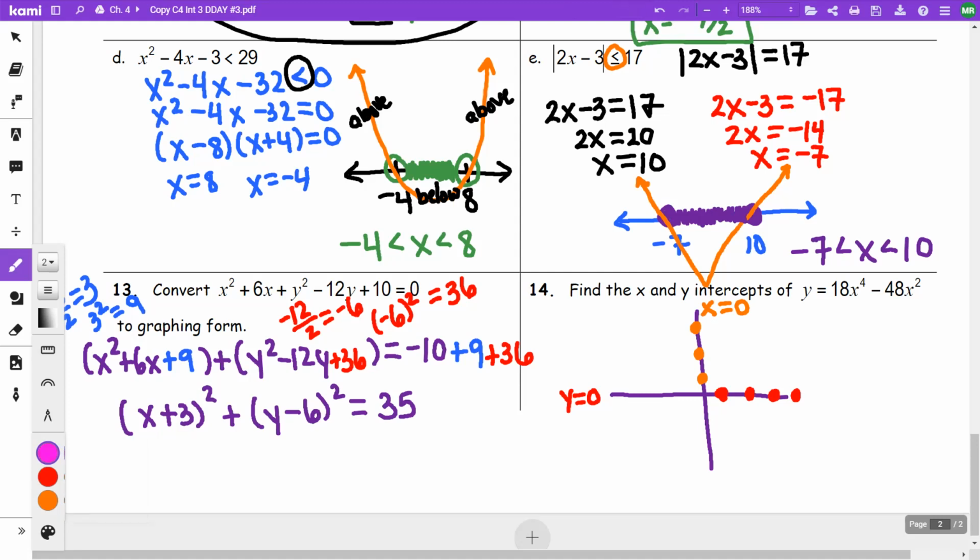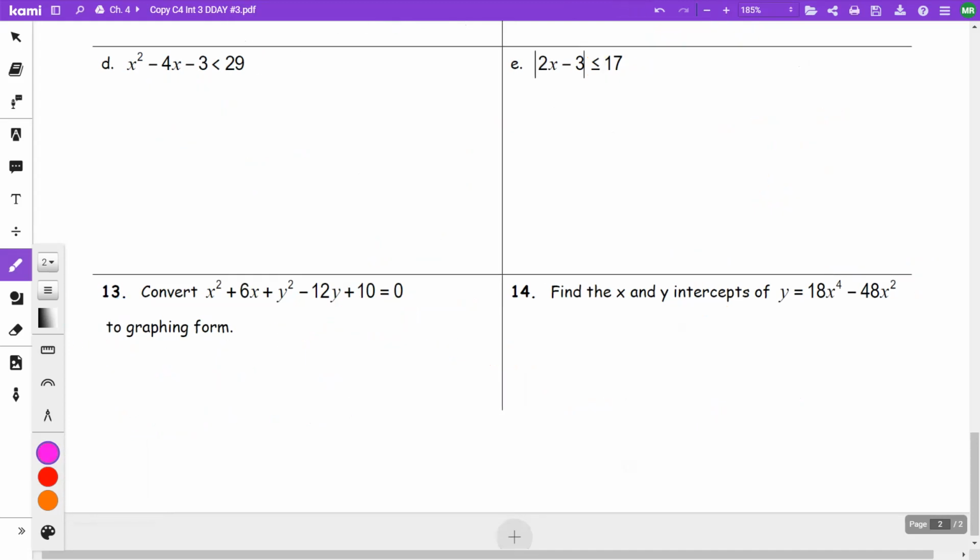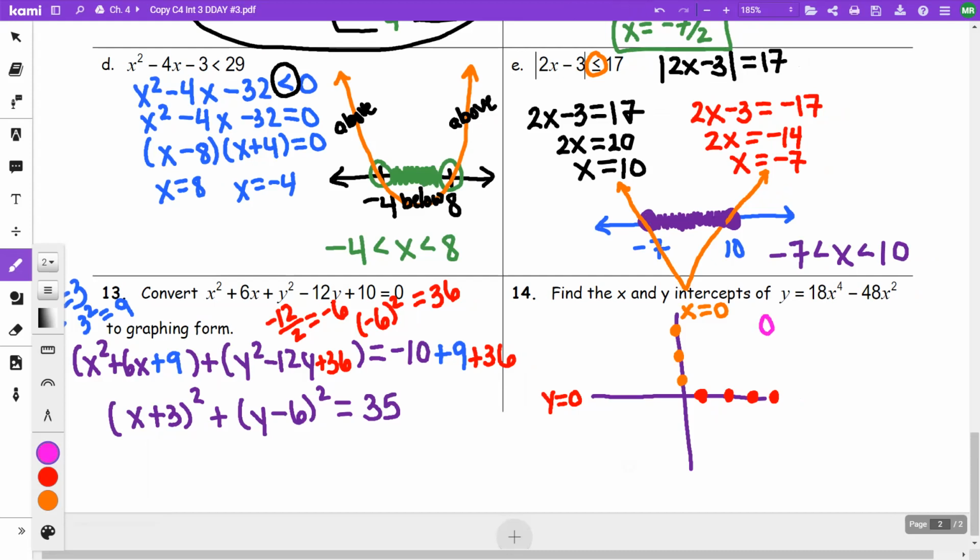Now if I'm trying to find my x-intercepts, I'm going to make my y 0. And so I'm going to get 18x to the 4th minus 48x squared. I'm going to divide everything by 6. And so that's going to give me a 3x to the 4th and an 8x squared. So again, I was dividing everything by 6, including the other side with the 0.